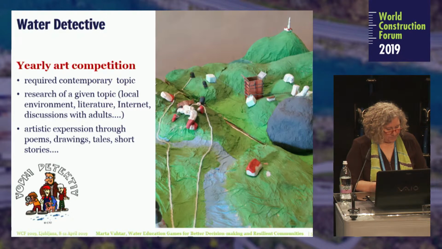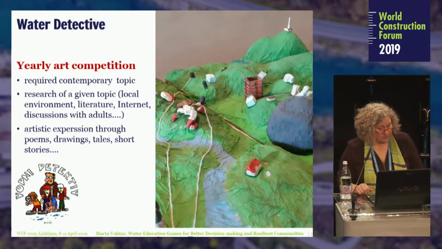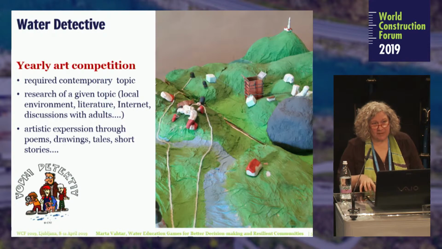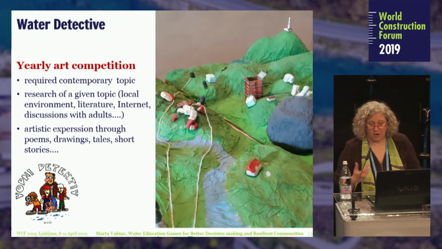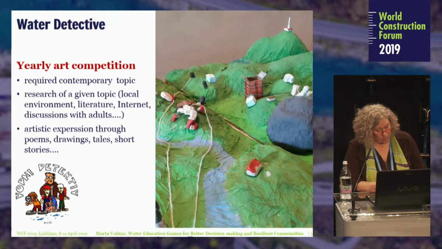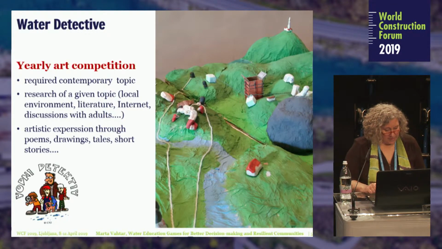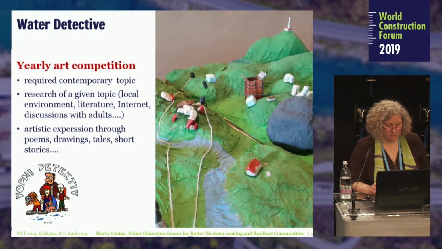So we started with yearly art and research competitions. The core of both is a required specific contemporary topic, like, for example, blue-green infrastructure, which was the topic of this year, microplastics, then giving space to the river, and so on. Then children have to explore the topic, and after that, they decide to prepare an art or research project. Here are some examples of their work.